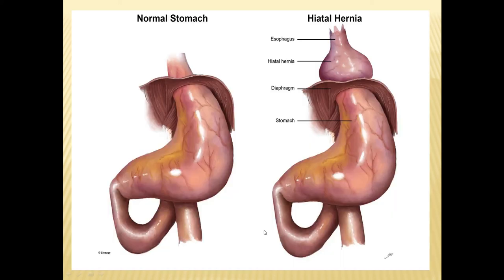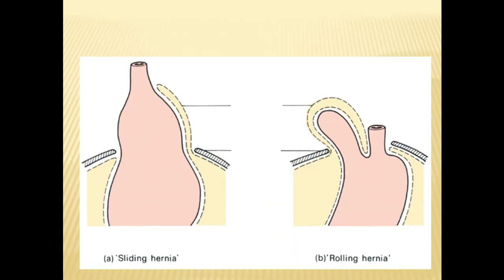Let's see the diagram first. This is the normal stomach. Because of some operative procedure or obesity, the cardiac end of the stomach just moves up and it causes disturbance of the cardioesophageal junction. That relation is disturbed and it can result in gastroesophageal reflux. Clear? This is the sliding hernia and here is the rolling hernia. Sliding, rolling.